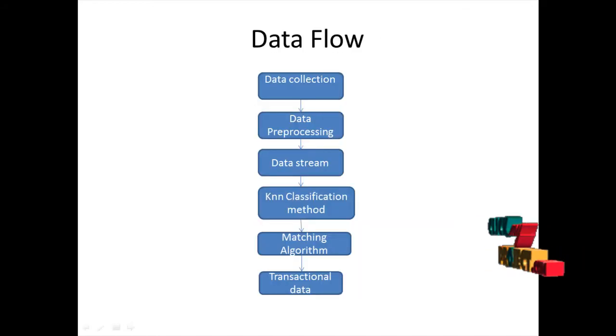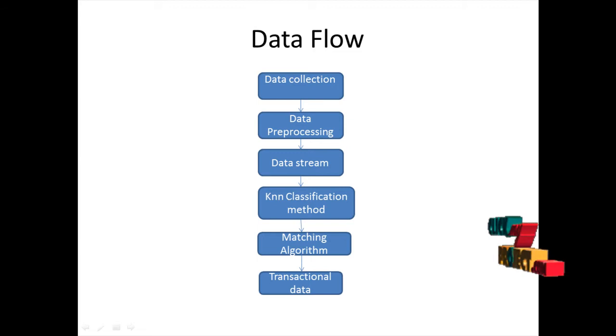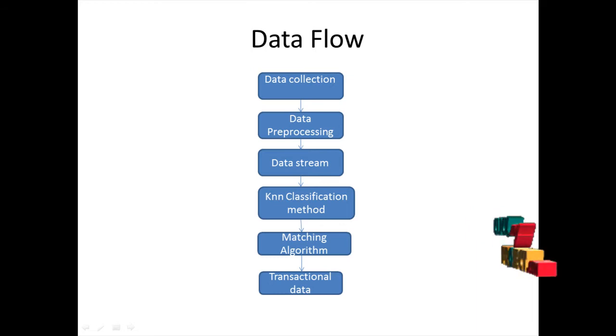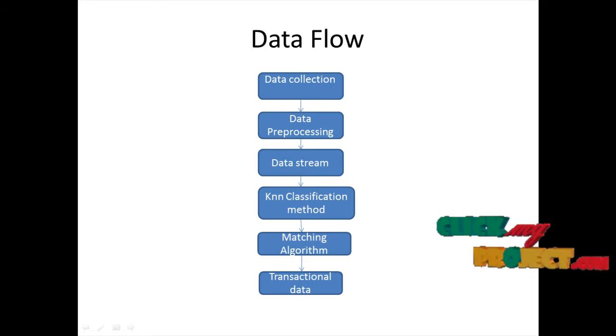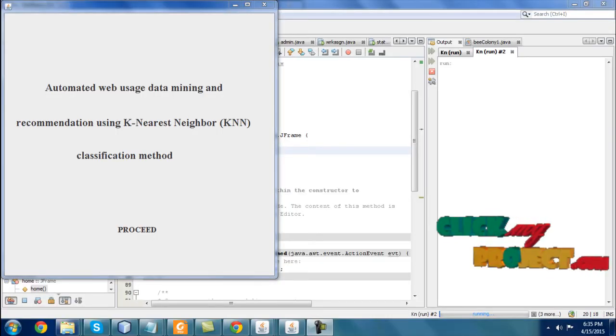Data flow. First, we collect the data sets from a system and move to data pre-processing. Data pre-processing is the removal of unwanted data. Then it goes to the data stream. Then it moves to the KNN classification method. Classification is the separation of data. Then it moves to the matching algorithm. Finally it moves to transactional data. From here, I am going to run the project.